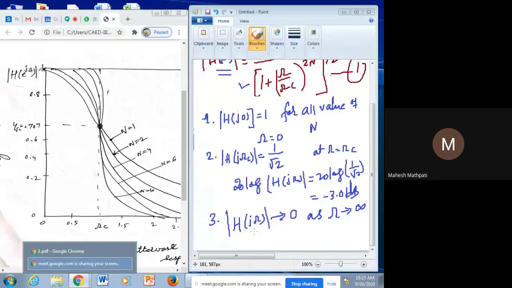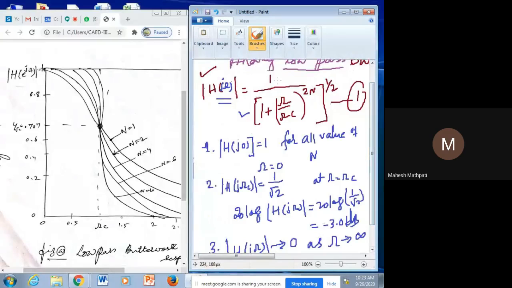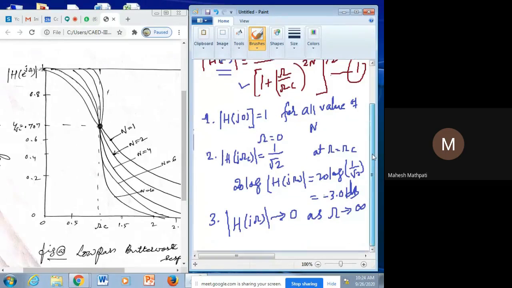Are you getting this third point? As omega tends to infinity, the value of this magnitude H of j omega tends to 0. Suppose omega equals infinity, then the whole function 1 divided by infinity comes. 1 by infinity value is what? 0. So as the value of omega tends to infinity, the magnitude H of j omega is tending to 0. This is one point again. Then the next point you write.